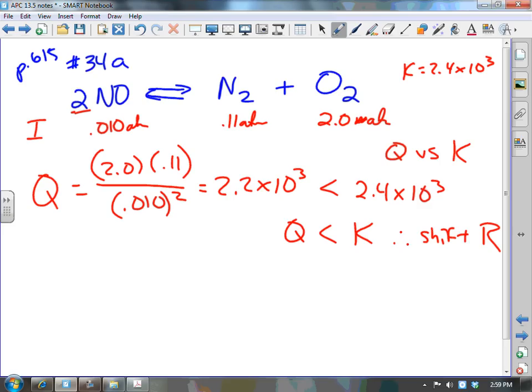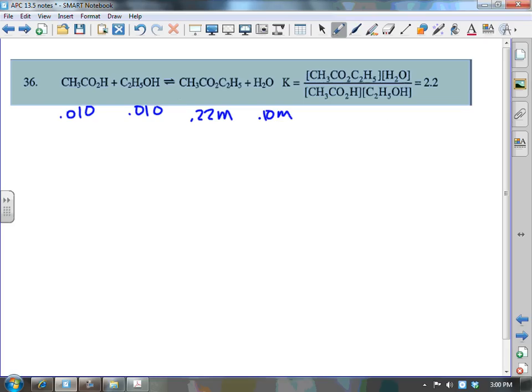Okay, so that's all you have to do. Simply, which way is it going to shift? Take the initial numbers, set up a Q just like you would set up K, and solve for what you get. Now, if this was a longer problem where they want to know amounts in the end, what Q will help you figure out is what's positive X and what's minus X. Let's look at another one here.